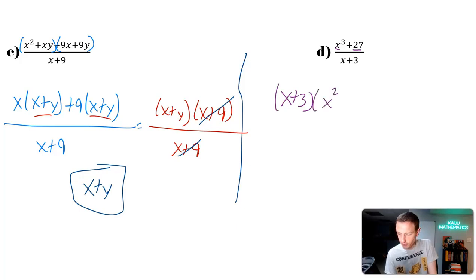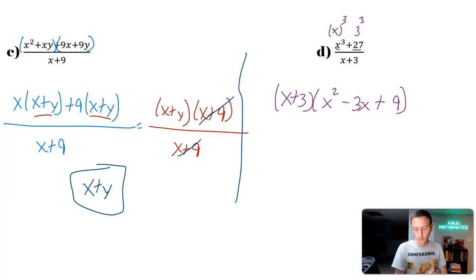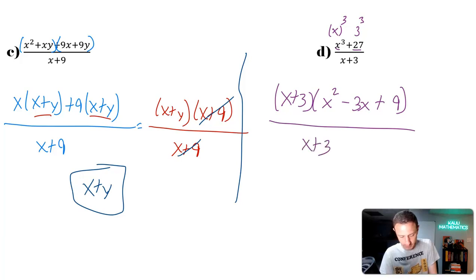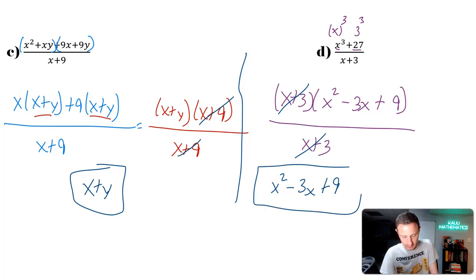And then that's x squared minus, and remember, this is 3 to the third, it was just 27. This is x to the third. So this is going to be 3x plus 3 squared is 9. And that's just knowing your sum of 2 cubes formula over x plus 3. X plus 3's cancel out, leaving us with x squared minus 3x plus 9. Sum of 2 cubes. So you got to know your factoring there.